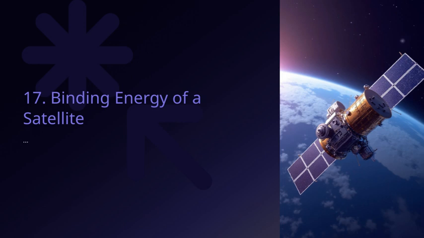It ensures we know how much energy we need to keep satellites in orbit, avoid unintended escapes, and plan for fuel requirements for orbital adjustments. So, in essence, binding energy is a key factor in maintaining the balance between satellite stability and controllability in space.